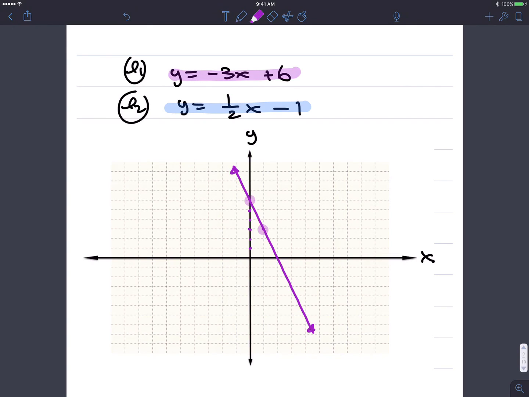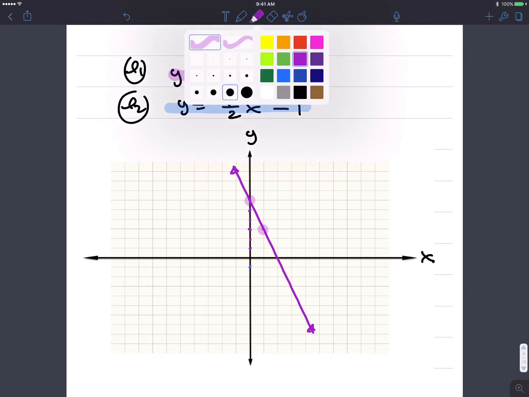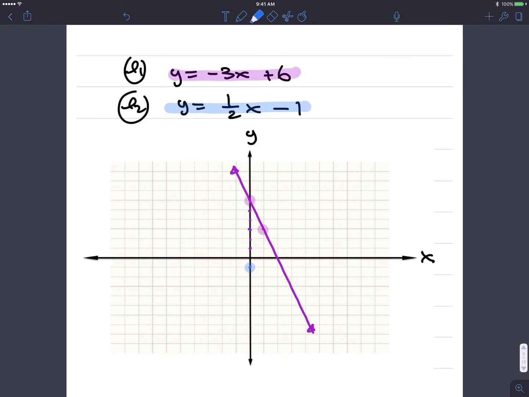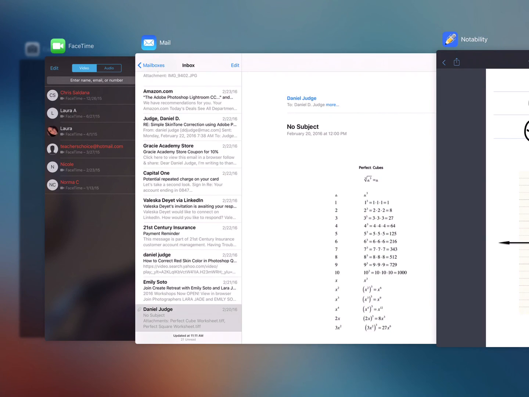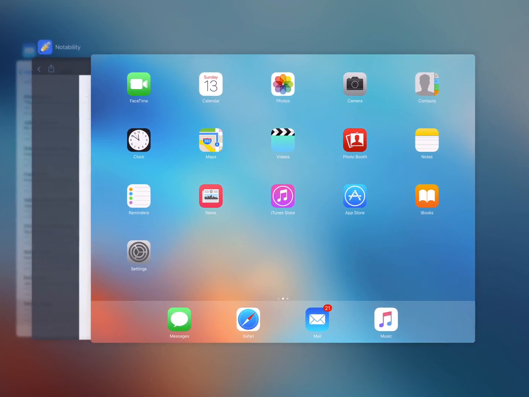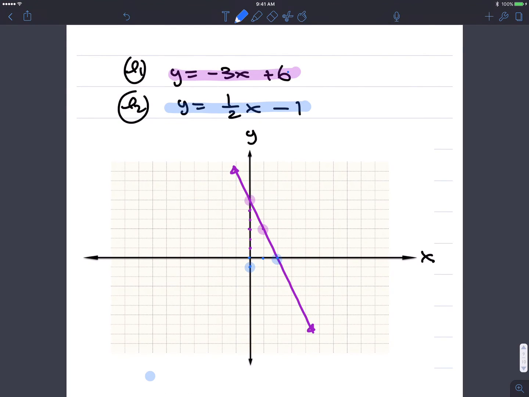In blue. The y-intercept is at negative 1, so we're down 1. And then we're going to use a slope of 1/2. That means go up 1, to the right 2. This is the location of my second point. We're now going to draw our line.